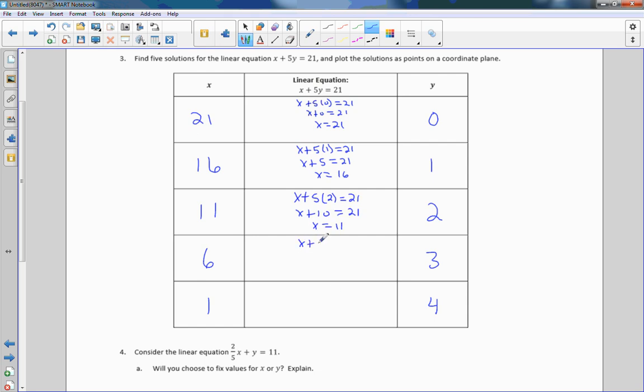X plus 5 times 3 equals 21. X plus 15 equals 21. Subtract 15 from both sides. 21 minus 15 is 6. X plus 5 times 4 equals 21. X plus 20 equals 21. Subtract 20 from both sides, and sure enough, we got that 1.